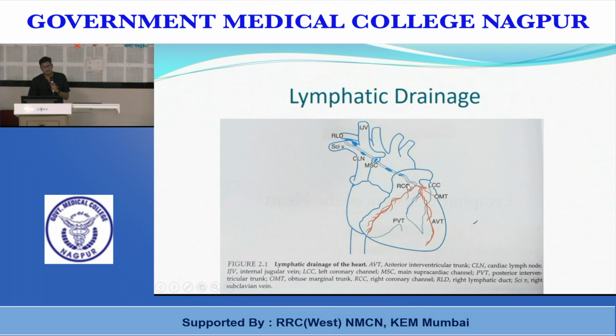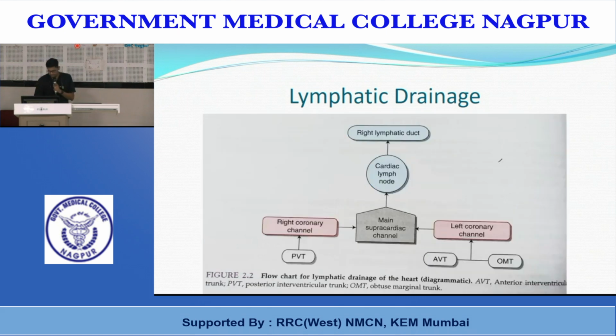RCC and LCC combine and drain into the main supracardiac channel. They drain into the cardiac lymph node, then into the right lymphatic duct and through that into the IJV. So the heart does have lymphatic drainage. There is a misconception again, whether the heart has lymphatics. So this is there. That's why mets are also common in the heart. This is just a description of what I have explained.